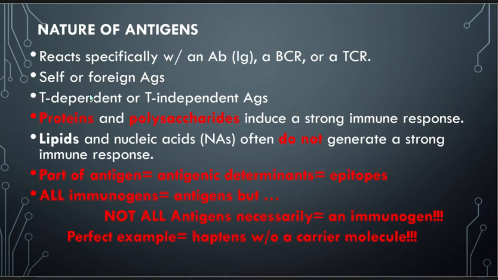Whereas T independent antigens are not going to involve the help of T helper cells, and it's usually going to be large molecules with lots of repeating units like polysaccharides, and they can't usually bind to MHC molecules and be presented on them. So you might think, okay, well, that just sounds like you're cutting out a middleman. Wouldn't that make for a more efficient response?